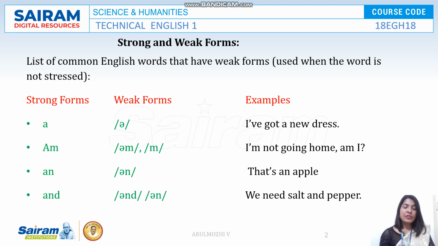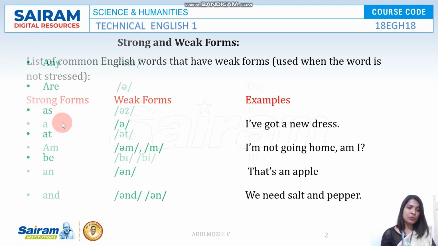So likewise we have a weak form for so many words in English, and it is very important to understand them, because when native speakers speak, they don't pronounce everything very strongly. So we should not mistake it. In order to get clarity, we should have an idea about what is the weak form and what is the strong form of a particular word. So let's go and check out one by one.